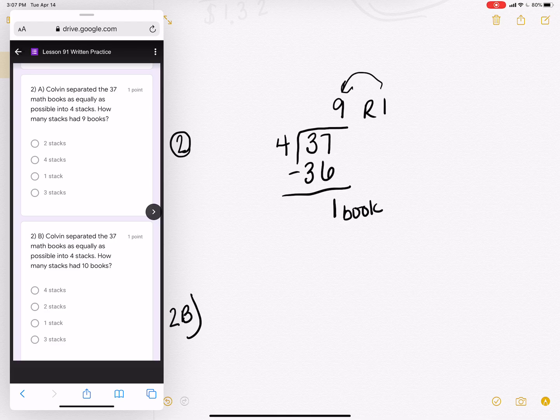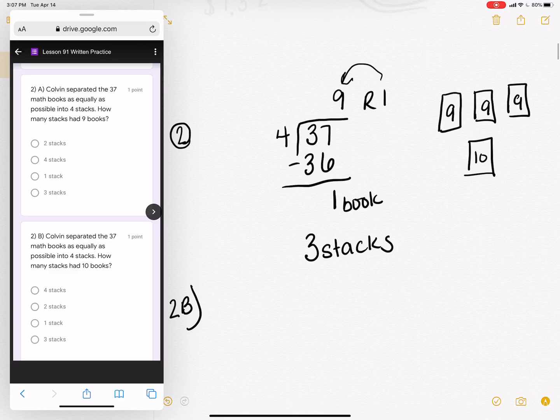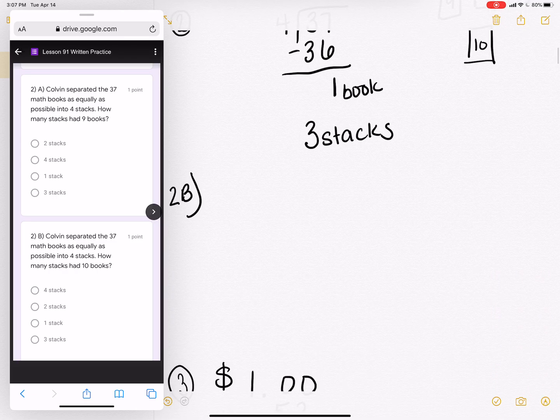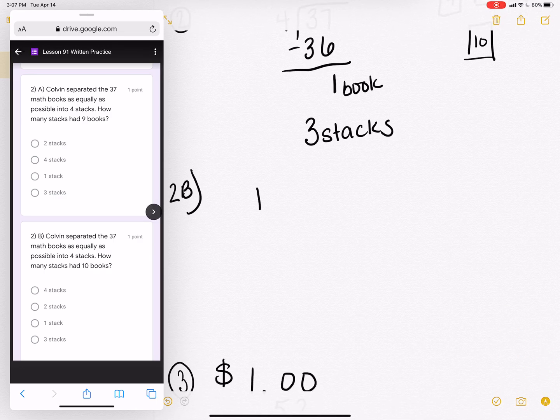So you're going to have 3 shelves with 9 and 1 shelf with 10 books. The question for number 2, how many stacks had 9 books? That answer would be 3 stacks. And part B, how many stacks had 10 books? If you look back at our picture, that would be 1 stack. I think I said shelves earlier, I'm sorry.